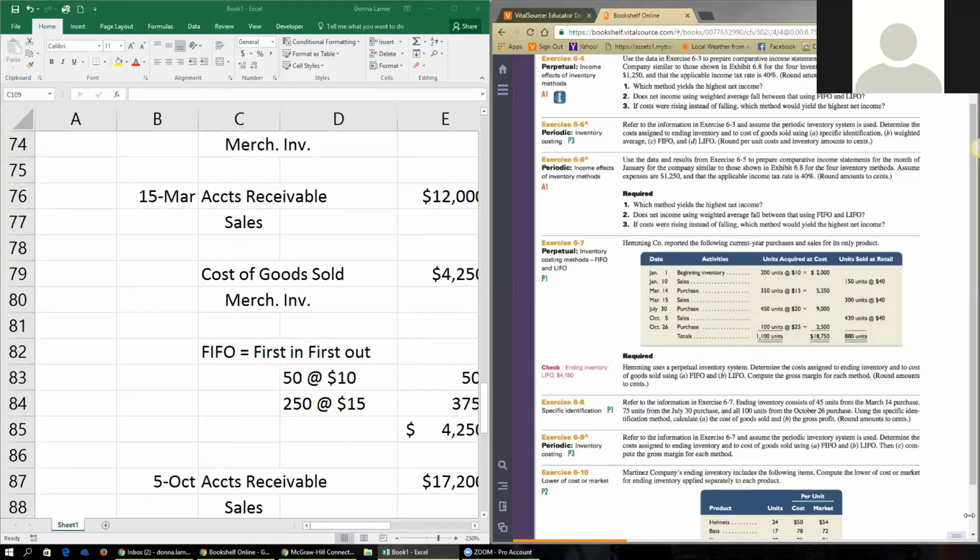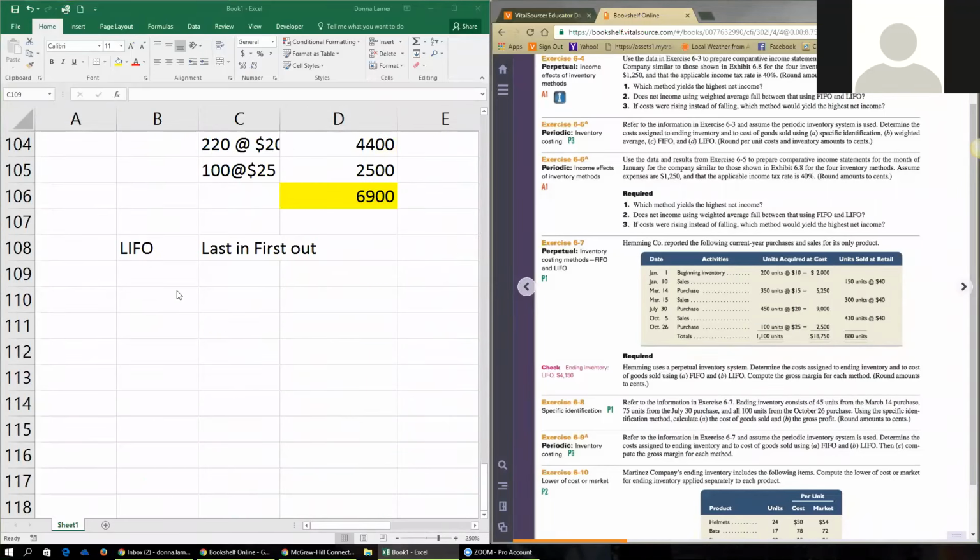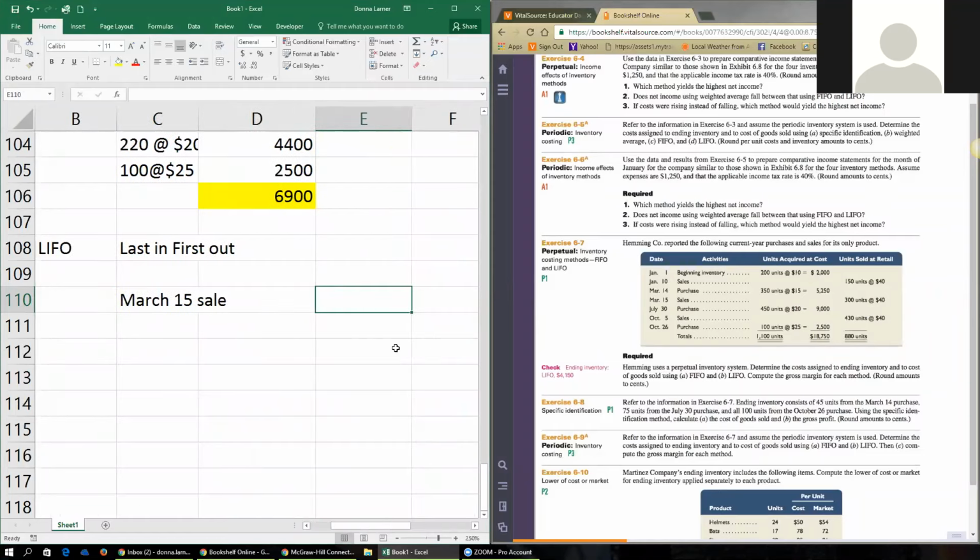So on March 15th, their sale of the 300 units, they would say was all from March 14th's $15 group, because they would go to the most recently purchased until that ran out. Gotcha. So with LIFO, the March 15 sale would be 300 at $15. That would leave them 50 of those, and they still have the 50 of the $10 group.